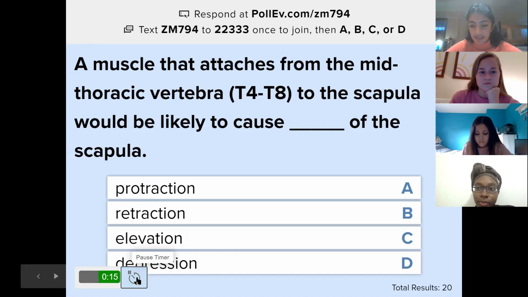Waiting on about 7 more people. One more person get it in?